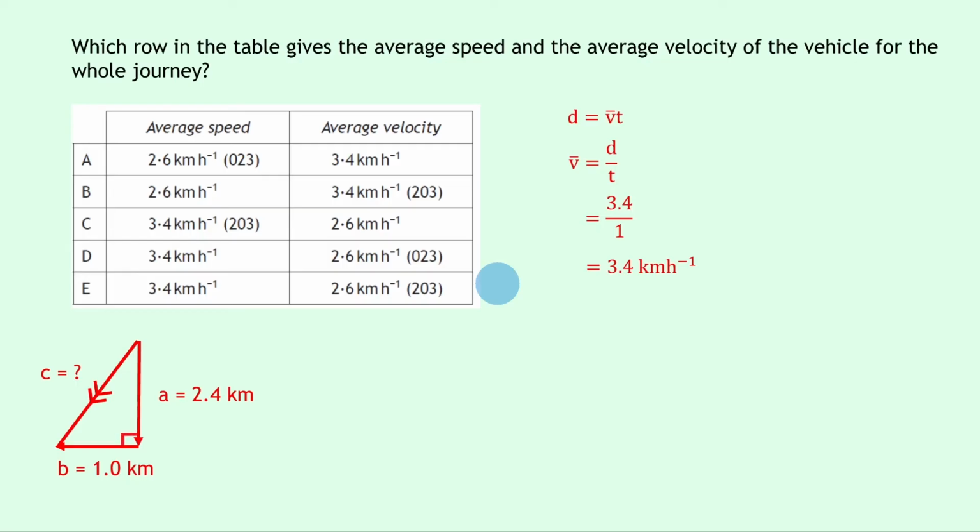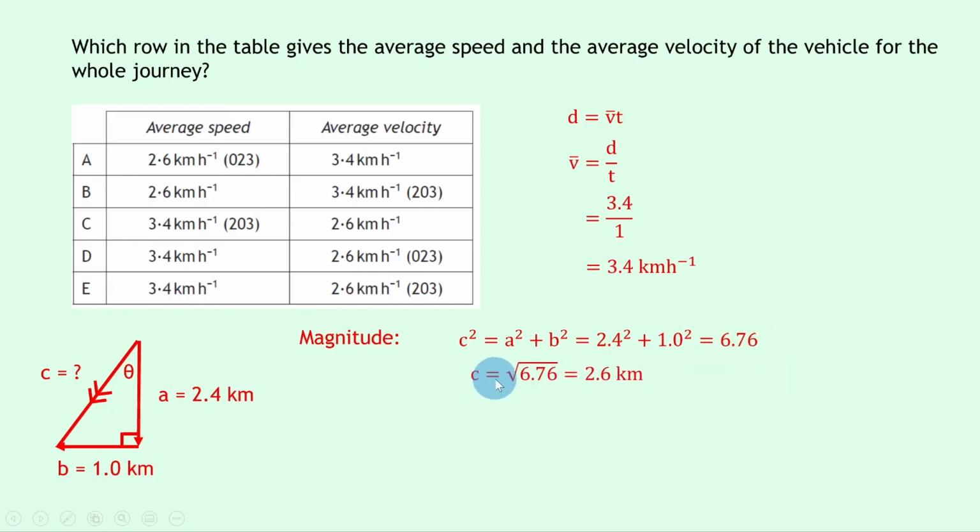Let's just label the right angle in there and also the angle that we want here for the direction. So angle theta will be in here, and the reason it's in there is because remember we always define the angle theta next to the starting point. So we start off here, so this has to be the angle in here. To find the magnitude of vector c, we can use Pythagoras. So we have c squared equals a squared plus b squared, which equals 2.4 squared plus 1.0 squared, which equals 6.76. So c is equal to the square root of that, which equals 2.6 kilometers.